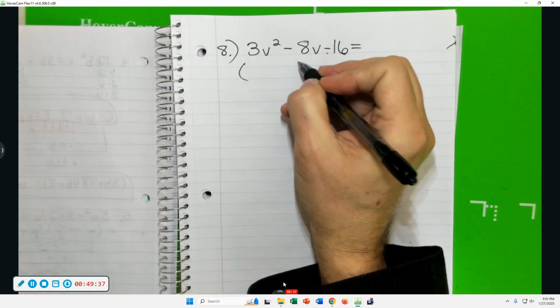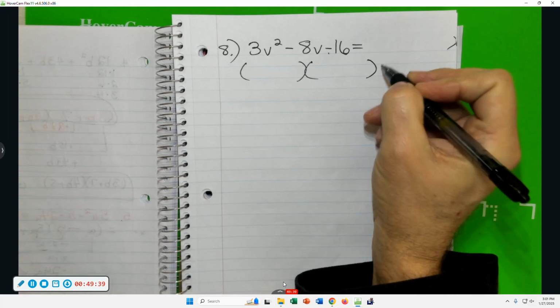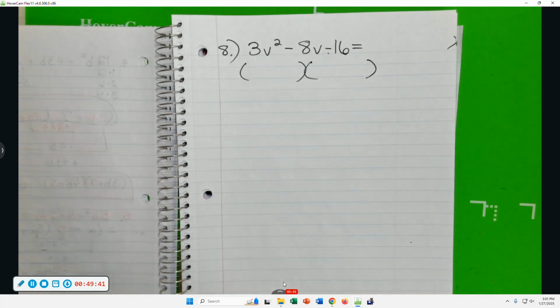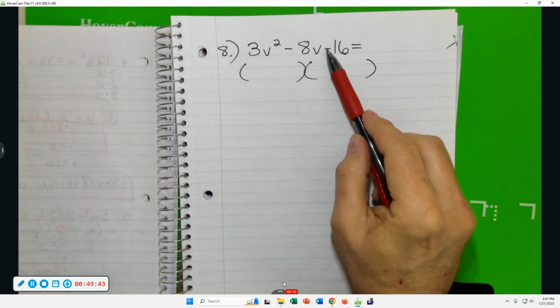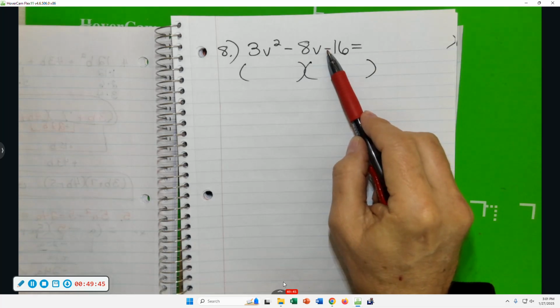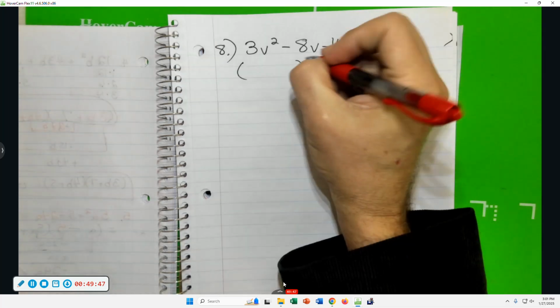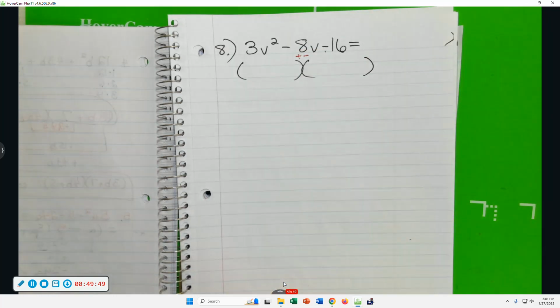Numbers that multiply together to give negative. So the last sign's a minus. Looking back at my brother's table, it'll be a plus and a minus. Even without looking at my table, the last two terms have to multiply to give a negative. The only way to do that is if one of them's positive and one of them's negative.